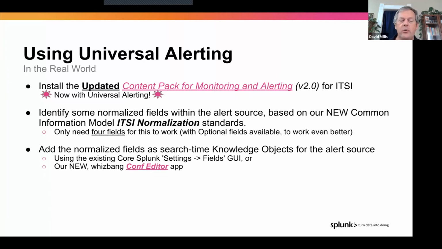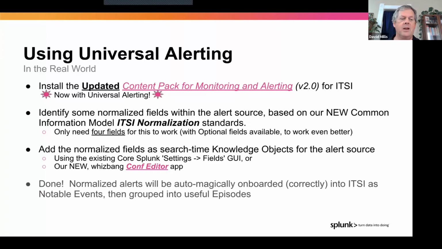Next, we'll create those normalized fields as core Splunk search time knowledge objects. To do this, we can either use the existing core Splunk GUI or our new fabulous Splunk app, Conf Editor, which makes this process much easier and faster. And that's it. Our normalized alerts will now be auto-magically brought into ITSI, thoughtfully correlated and grouped into episodes. And you, the implementer, didn't have to configure ITSI at all. It really is quite cool, and it works like a dream.